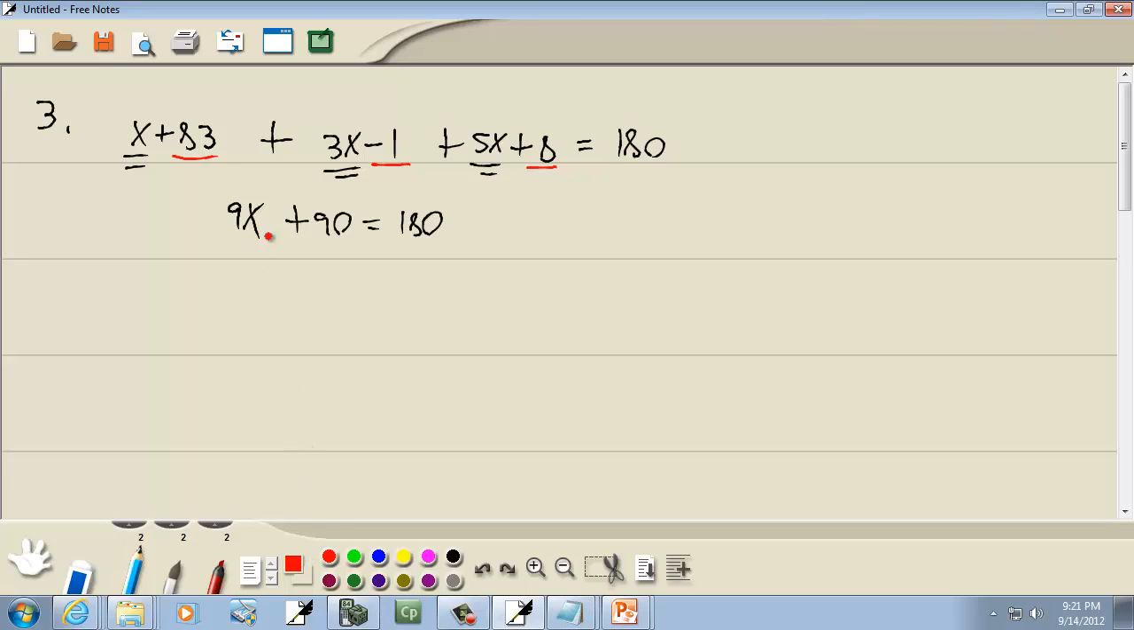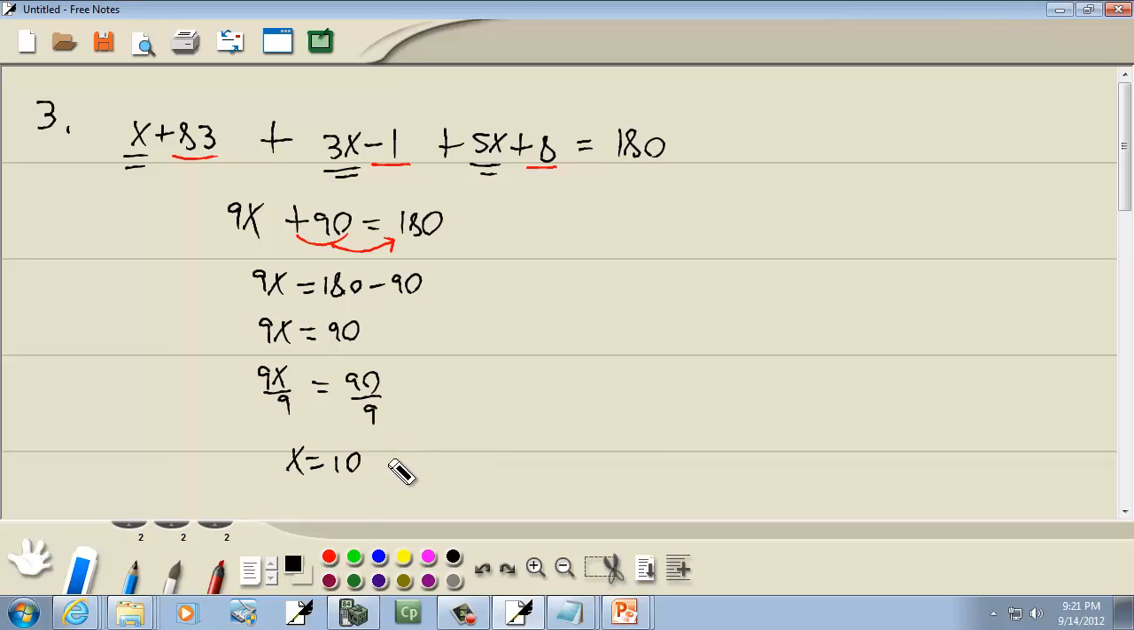Get everything with an x on one side, numbers on the other side. So I take 90 over. And we got 9x is equal to 180 minus 90. 180 minus 90 gives us 90. And then last step, divide both sides by the number in front of your x, which is 9. And we get x is equal to 10. There, those cancel.